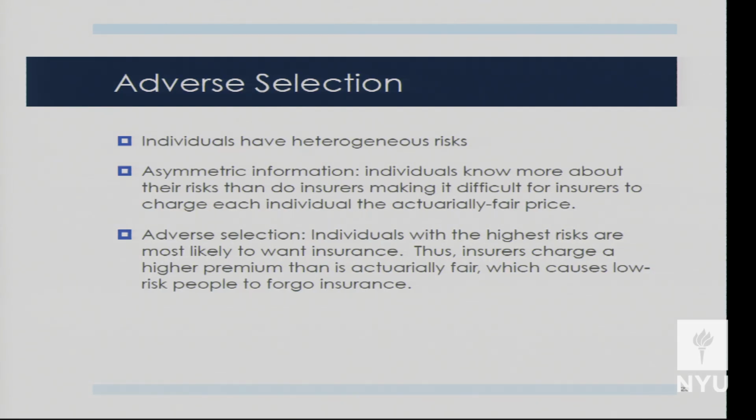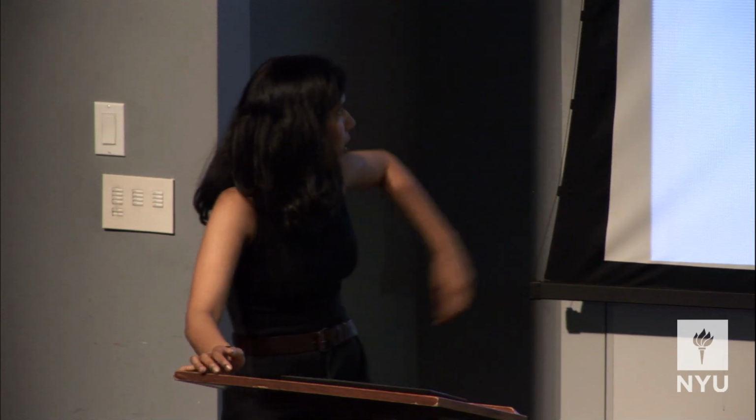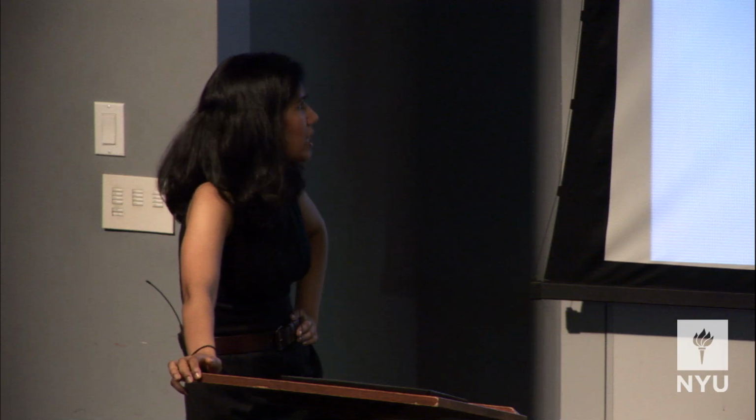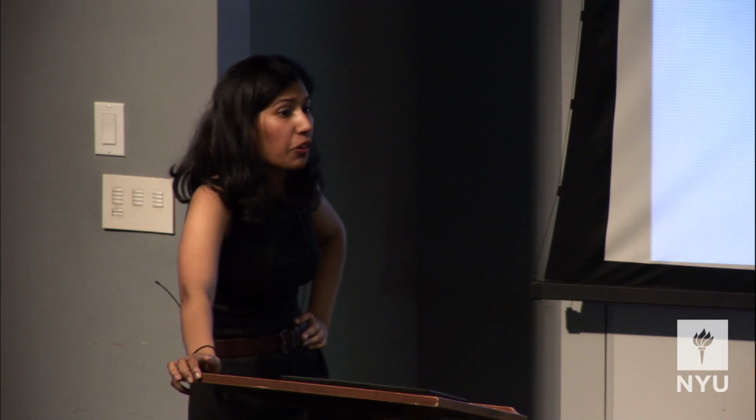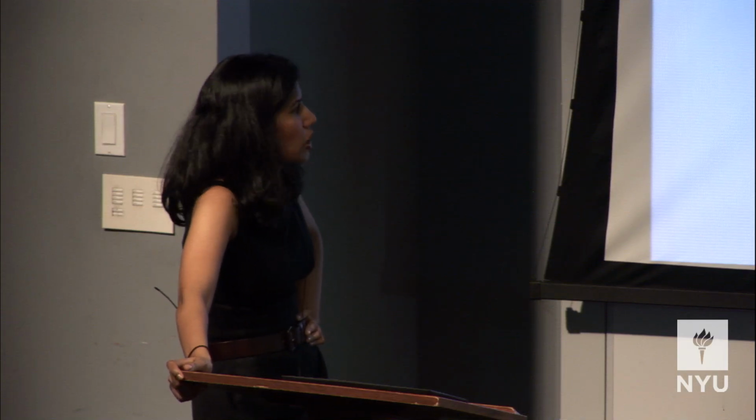Adverse selection just means that when a product is offered, and there are heterogeneous risks, right? When an insurance product is offered, and there are heterogeneous types, the people who show up are unlikely to be representative of the population at large. The people who demand insurance are less likely to be the low-risk type. The more risky type are more likely to demand insurance because it's worth more to them. The low-risk types are less likely to show up. In other words, adverse selection means that individuals with the highest risks are most likely to want insurance. Thus, insurers charge a higher premium than is actuarially fair for the population at large, which causes low-risk people to forgo insurance.